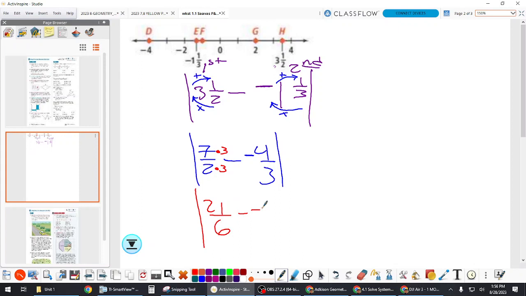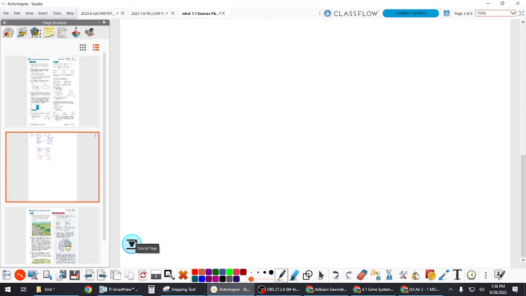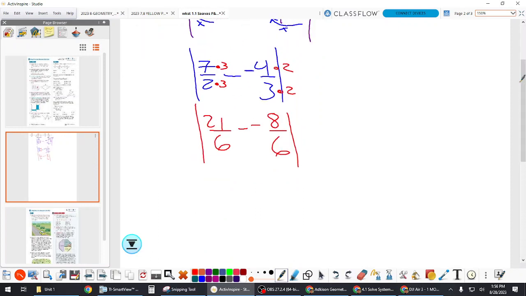What do you need to multiply the second fraction by to get it to 6? 2. So we're going to go times 2 times 2. And we're going to get 8/6. Okay, now we just need to subtract the numerators. Don't subtract denominators. That's not okay. So 21 minus negative 8 is what? 29/6. And I'm okay if you just leave it as that. That's technically an answer. And that's the one that the answer guide would give you.